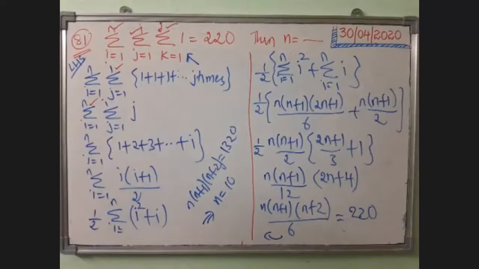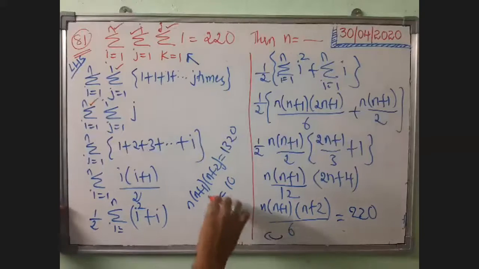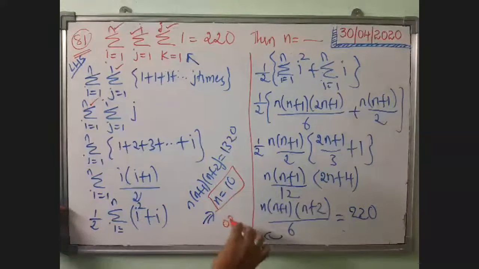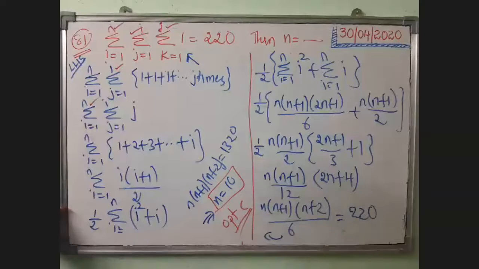10 into 11 into 12, because 12 11s are 132. 132 into 10 is 1320. And therefore, n equal to 10 is actually our answer. And therefore, if you see that in your textbook, option C is correct. Please check it out.